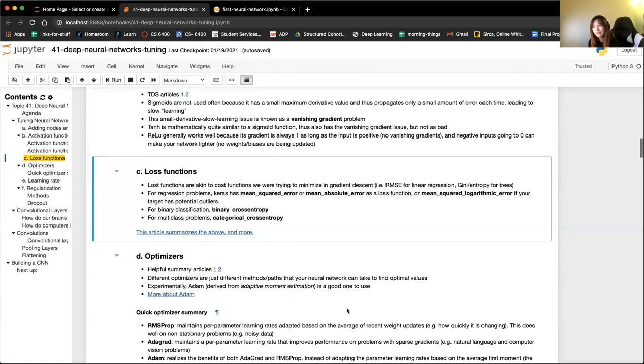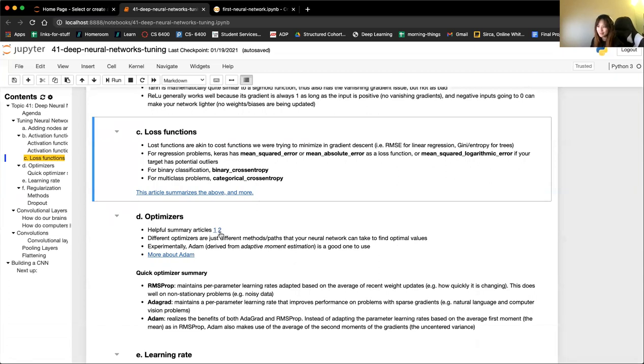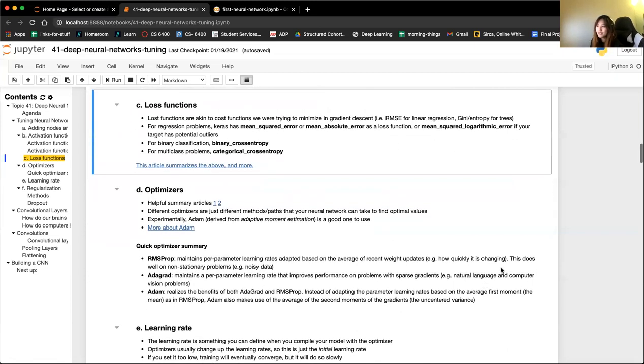And so with that, we have different optimizers because you're always trying to optimize your loss function, or minimize your loss function, in whatever machine learning problem you're doing. So again, some summary articles here. But different optimizers are just different methods or paths that your neural network can take to find optimal values.